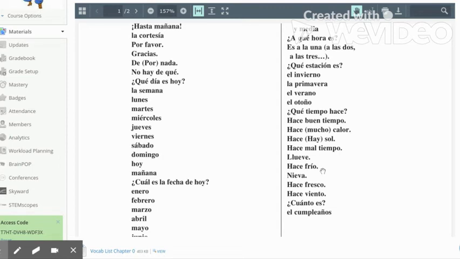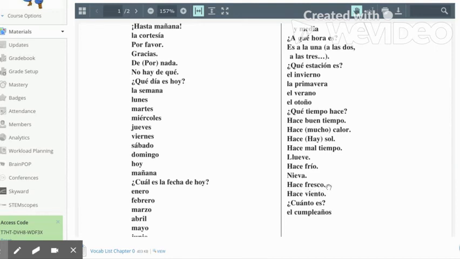Hace frío, it is cold. Hace mucho frío would mean it's really cold, right? Mucho just is like exaggerative. Nieva is snow. Hopefully we don't have to use that anytime soon. Hace fresco would mean it is chilly, it is fresh outside.